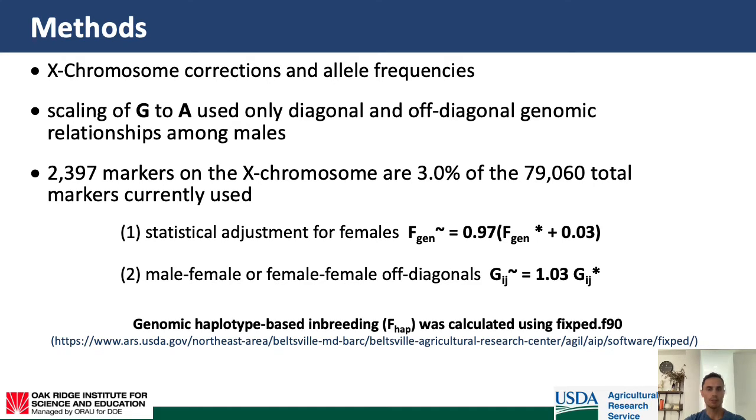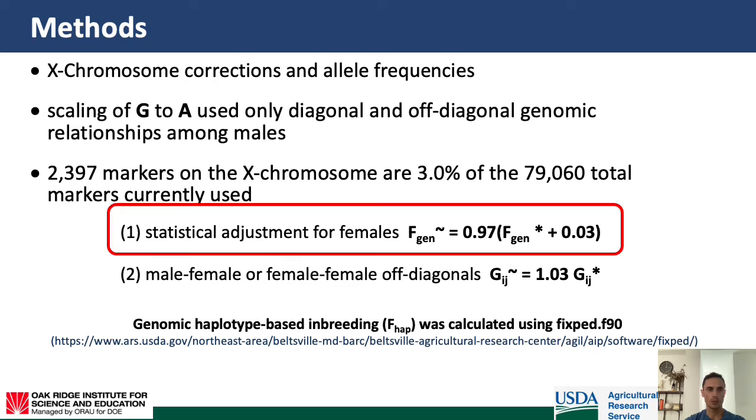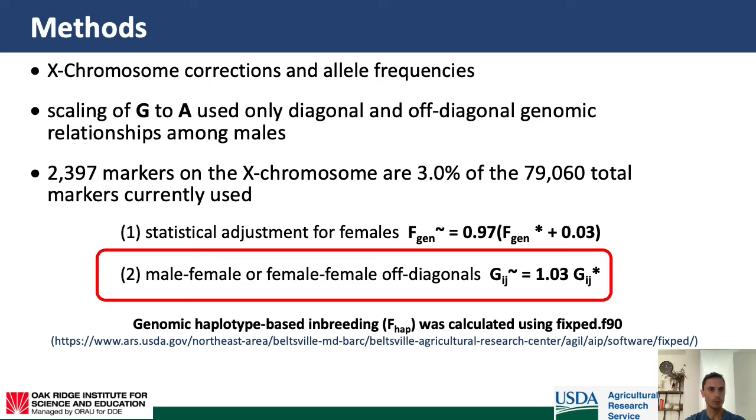Currently, we use SNPs across the whole genome, including those in the pseudo-autosomal region and those in the remaining part of the X chromosome. Those more than 2,000 markers on the X are roughly 3% of the 80K markers currently used. In equation 1, this is the adjustment for females, and in equation 2, I'm showing the adjustment for the male-female off-diagonals. We also calculated haplotype inbreeding using a subroutine that was implemented in the improved version of the program FImpute.